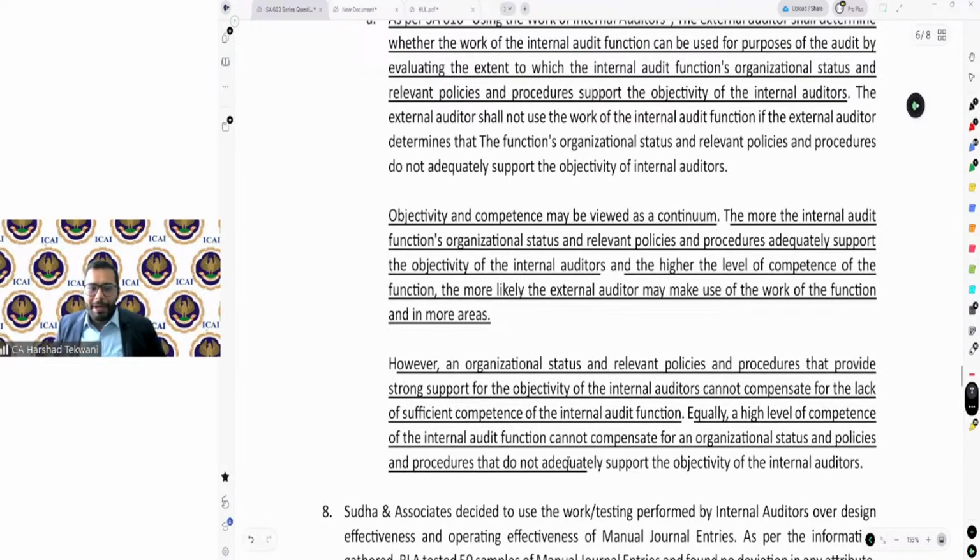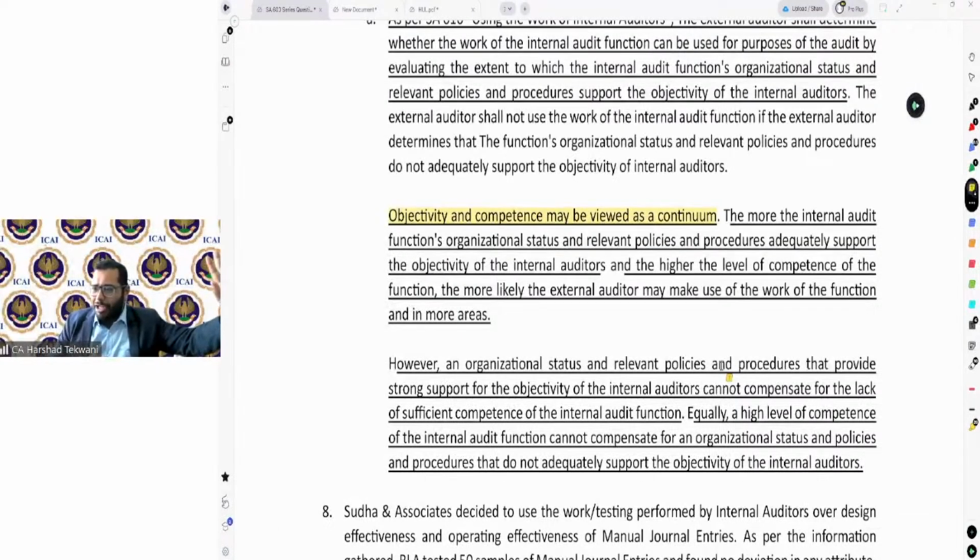Equally, a higher level of competence of the internal audit function cannot compensate for the organizational status, policies, and procedures that do not adequately support the objectivity of the internal auditors. And the reason is because both of the things, objectivity and competency, are required to be viewed in the continuum, means on a continuous basis. It should not be like that, okay, now I have objectivity, and after 1 month down the line, I have now competency, but I don't have objectivity. No, they both should be parallelly present. Okay, so I cannot compensate the objectivity with the competency or competency with the objectivity.